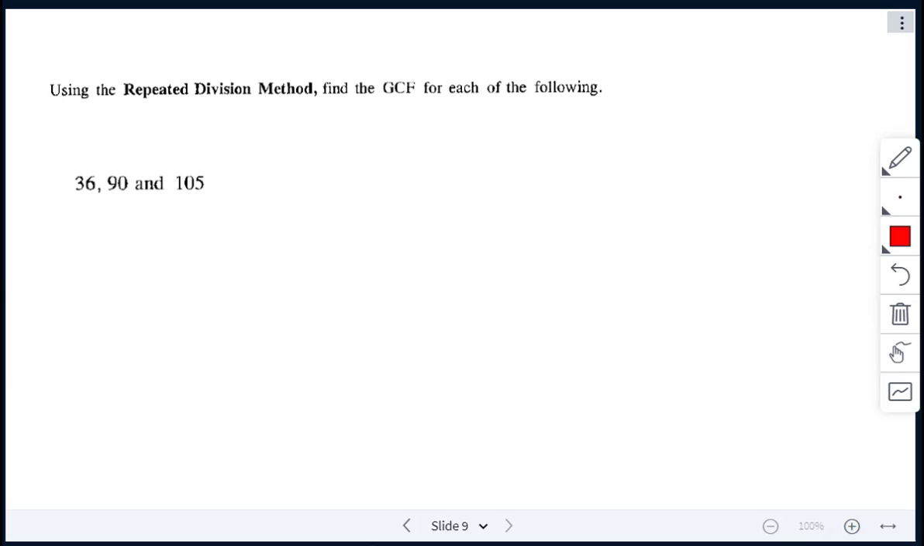Last one for you guys to try. We have 36, 90, and 105. This time you're going to use the repeated division method. So set that up like this. So 36, 90, and 105.